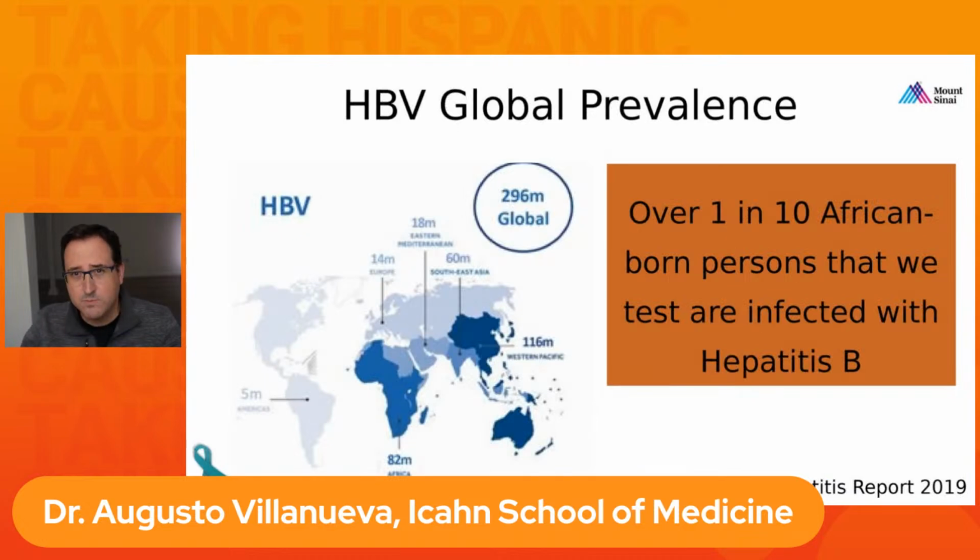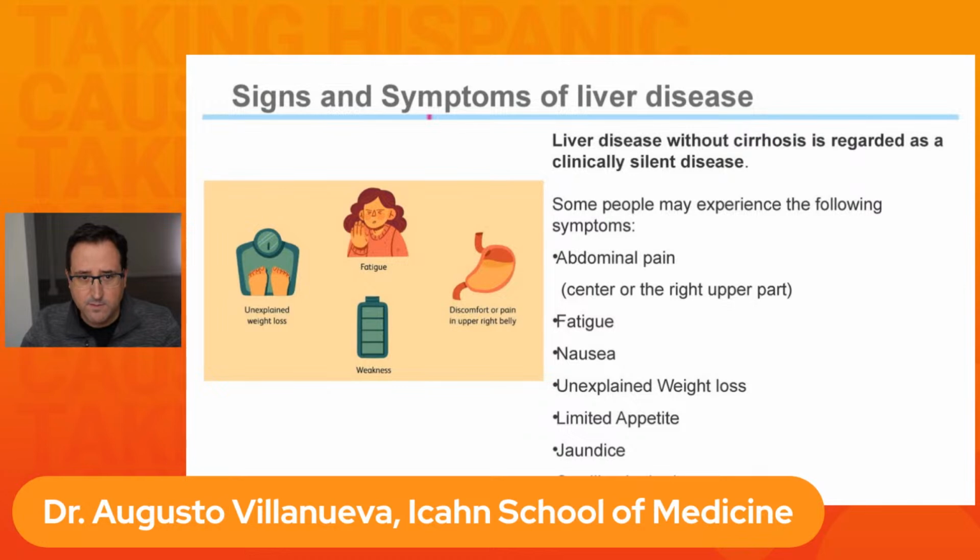Look at the map of hepatitis B worldwide. You can see there's a lot of blue, meaning there is a lot of hepatitis B. The highest incidence areas are Africa, sub-Saharan Africa, and Asia. In China, 8% of the population has hepatitis B infection. Over 1 in 10 African-born persons that we test are infected with hepatitis B. Not many people are aware of this condition, but it's very common, and that's the reason you need to be tested at least once in your lifetime.